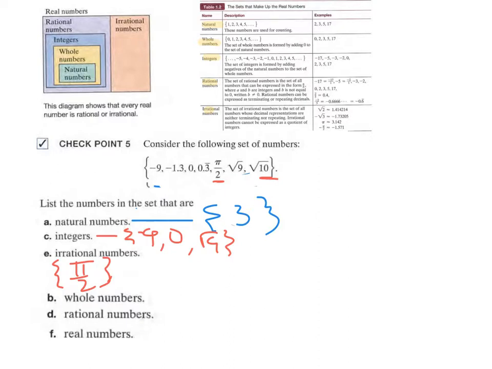Whole numbers are numbers that are positive and also include zeros. So we have 0, and we have radical 9, which we know is 3.